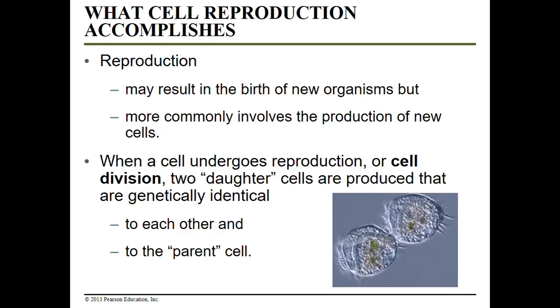So let's look at what cellular reproduction accomplishes. It can be the birth of new organisms, but generally it just means the making of new cells, especially in us. What happens when a cell undergoes reproduction is that you make two identical cells called daughter cells. Daughter is not indicating female, it's just indicating offspring. They're identical to each other and to the parent cell. So these daughter cells are little clones, if you will, and they have the same structure, organelles, DNA, etc. They're the same.